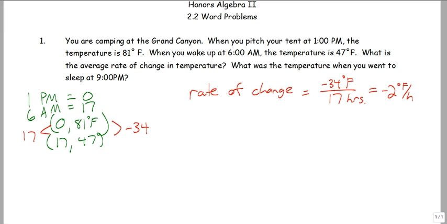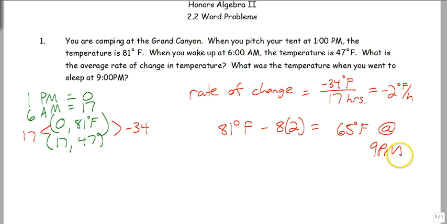And what was the temperature when you went to sleep at 9 p.m.? Well, now that we know the rate, we know it goes down every 2 degrees at every hour. So if at 1 p.m. it's at 81 degrees, I'm going to take away, well, from 1 o'clock to 9 o'clock when you go to sleep, that's 8 hours. And we're taking away 8 times 2 degrees. You should get that the temperature dropped to 65 degrees Fahrenheit at 9 p.m. Okay, so that's how rate of change works with a word problem. It's the same thing as slope. Find the slope, how much is it changing, and then go from there.